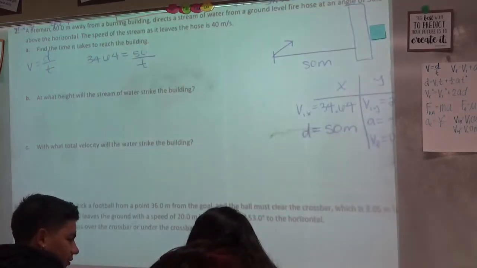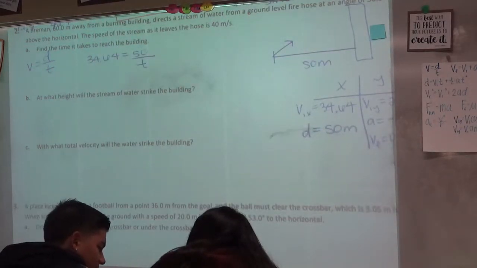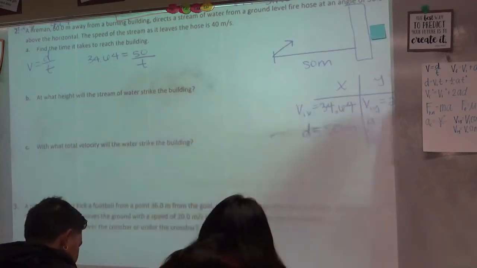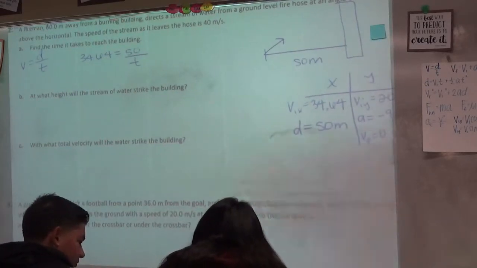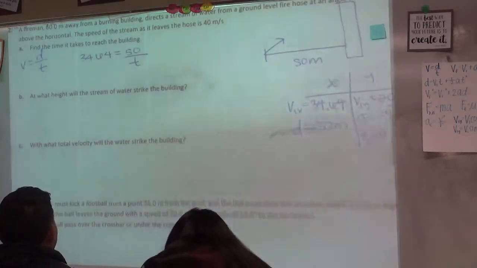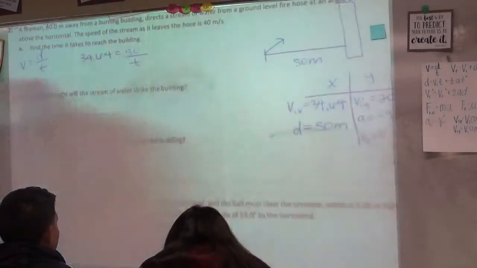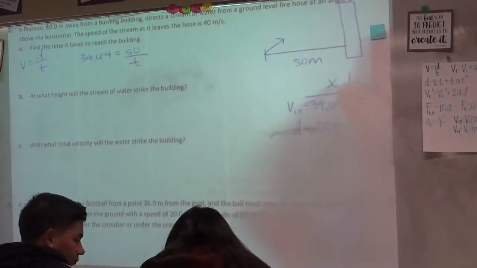So we had to use 34.64. Why would I use 34.64, not 20? X, we do not mix and match. You're either using x values or you're using y values. We're using the x equation, so it's got to be consistent.